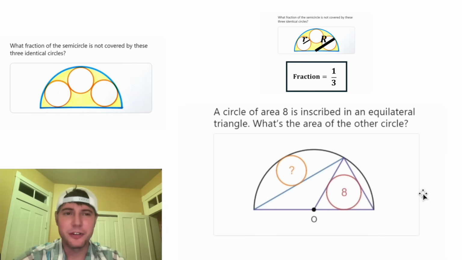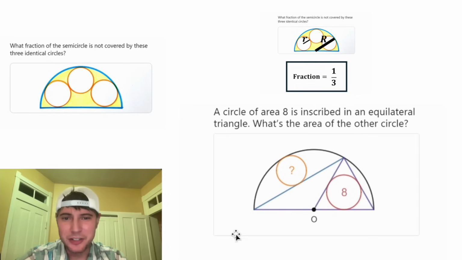And here's the question for day 15. A circle of area 8 is inscribed in an equilateral triangle. What's the area of the other circle? I think this problem looks brilliant.